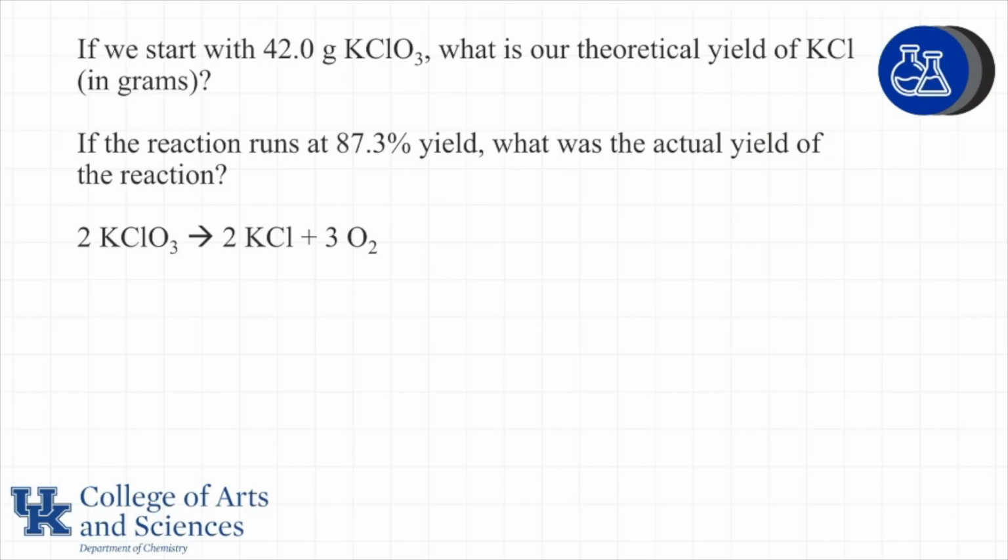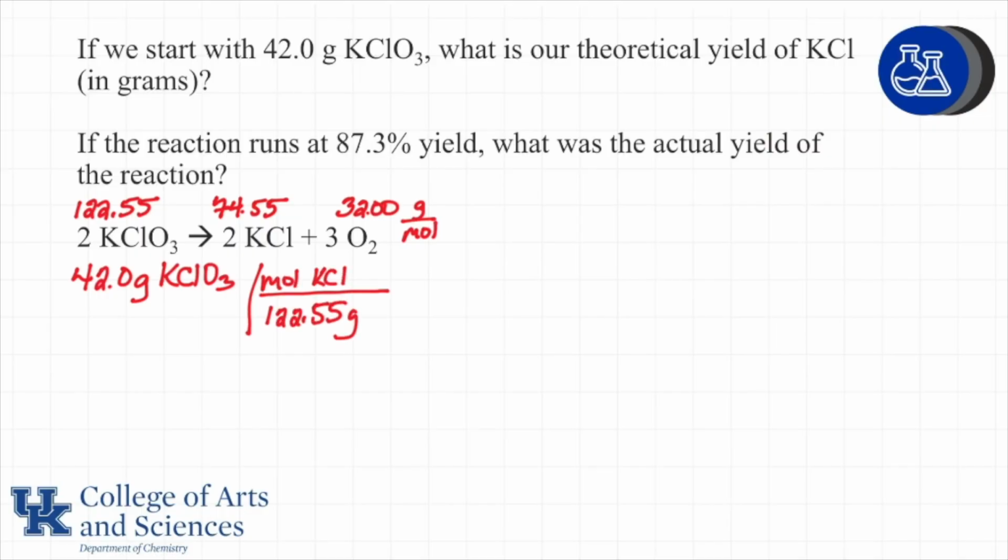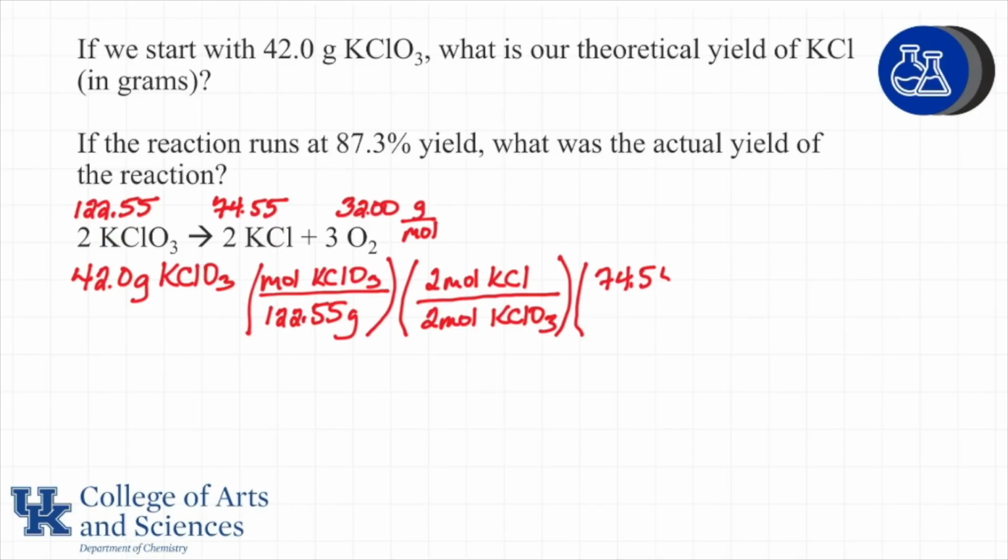Because I know I need to do a stoichiometry problem, the first thing I'm going to do is get my molar masses for all my substances so I have them ready to use when I need them. We're trying to find the theoretical yield of KCl, and we know how much we start with of KClO3. So I'm going to start with the 42 grams of KClO3. I'm going to use the molar mass of that to convert to moles. Then I'm going to use my mole to mole ratio from my balanced chemical equation, 2 moles of KClO3 to 2 moles of KCl. Next, I'm going to use the molar mass of KCl.